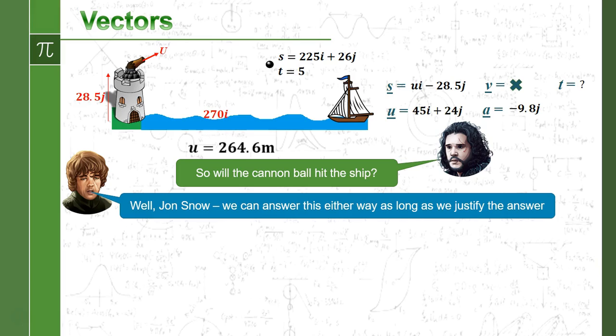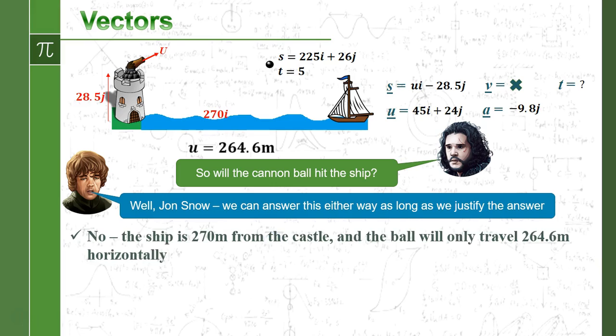Well, his view is we can answer this in one of two ways, and sometimes this does happen in the exam questions. As long as you justify your answer and it's sensible, then you can answer yes and no to this. So let's just have a think about it. Our first answer is clearly going to be no. We're told that the cannonball is going to hit the sea 264 metres away from the ship, but the ship is 270 metres from the castle.